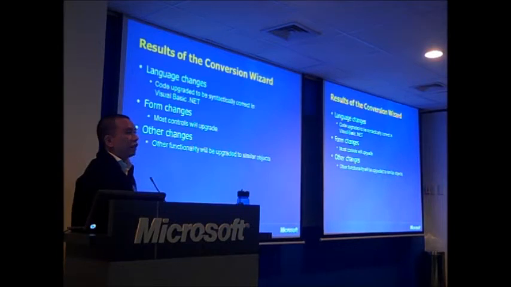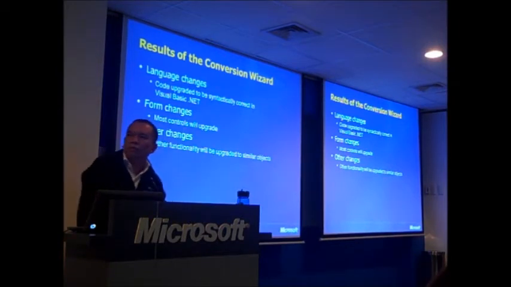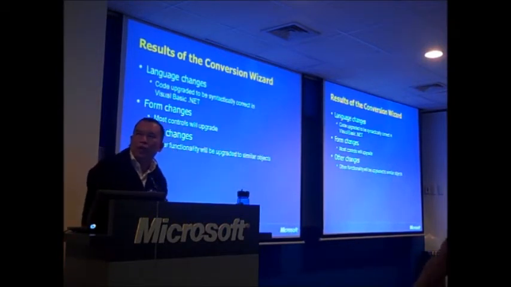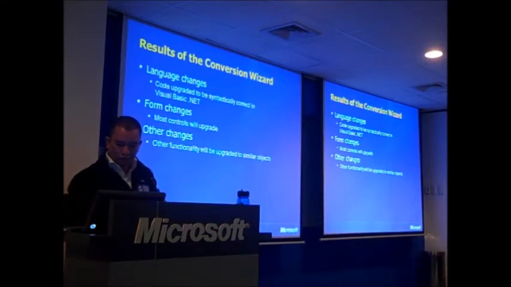Pero yun nga, yung listahan na lang after hitting Shift Control B, after hitting build, it's going to give you a list of the things that you're going to need to fix. Okay? Other functionality will be upgraded to similar objects. What's a good example of this? What I've mentioned earlier, if you have codes on ADO, you can convert that to ADO.NET.